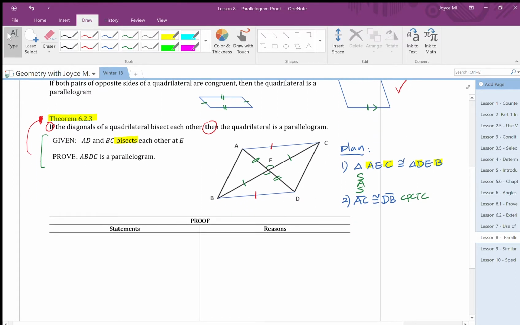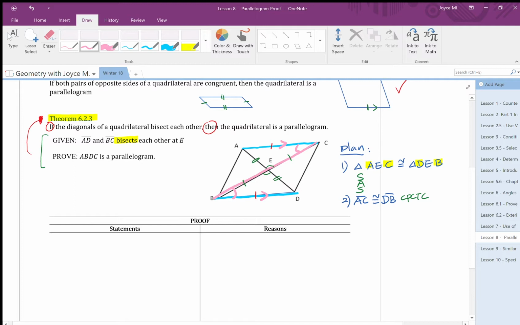Can we show that they're parallel? Let's look at whether I have a corresponding angle congruent here. Let me mark it so you can see better. We have this side congruent to this side, and notice that this one here is the transversal. If we have alternate interior angles congruent, then I could say these two lines are parallel.